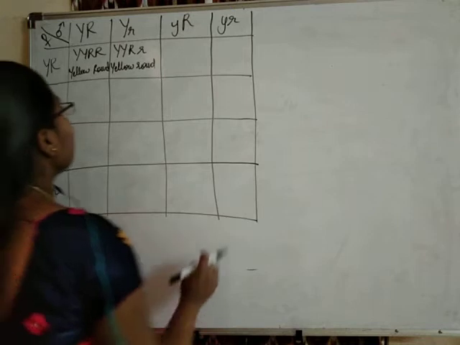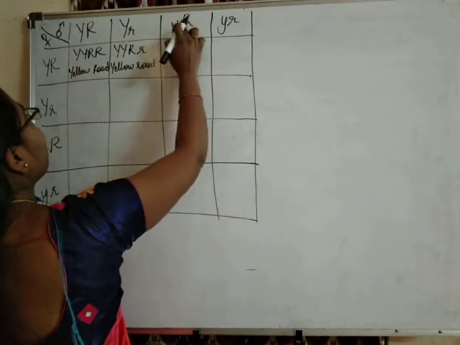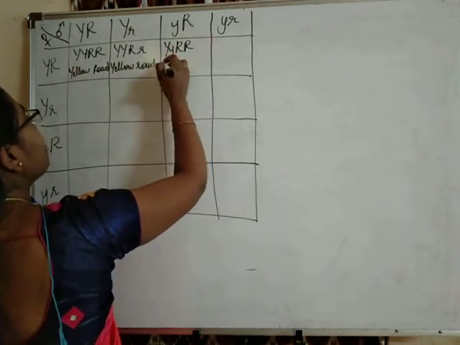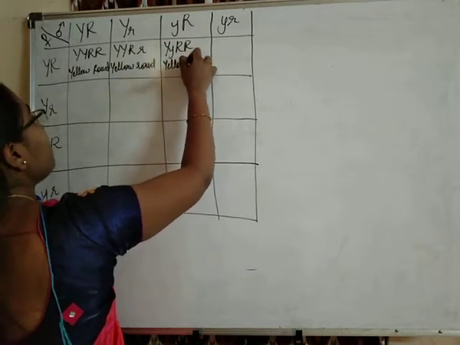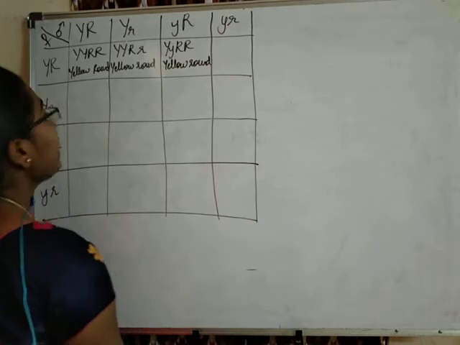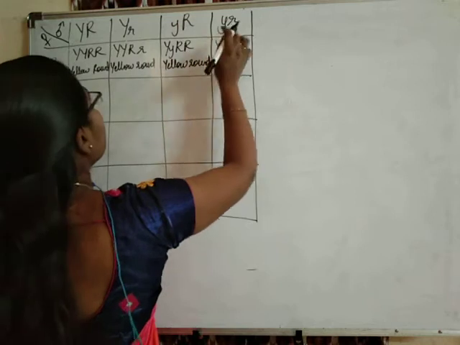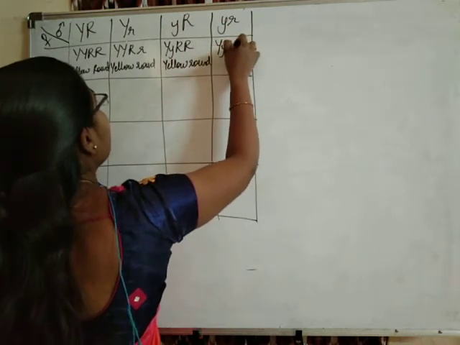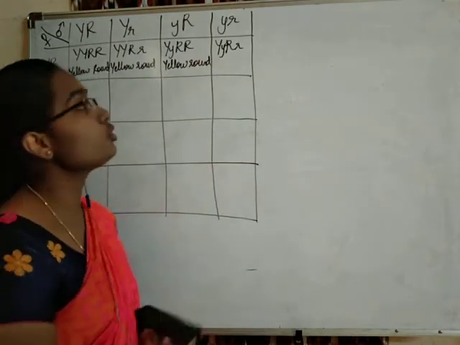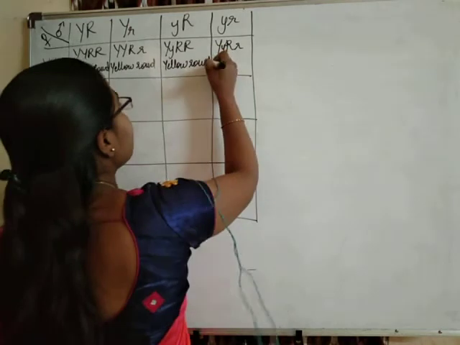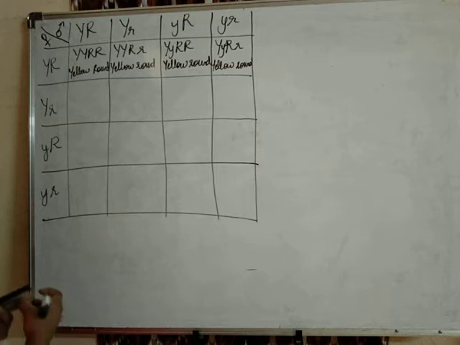Okay. Now, capital Y small y, capital Y small y, capital R capital R. This individual will also be yellow round, because the y allele is recessive, so this individual also contains yellow round seeds. Okay. Now, capital Y small y, capital Y small y, capital R small r, capital R small r. So, there are 2 recessive alleles, and 2 dominant alleles are also there. So, this individual will be yellow round only. This individual will also be a yellow round individual only.